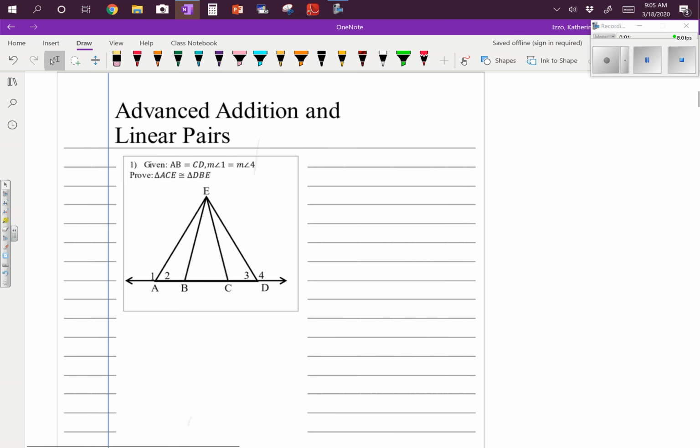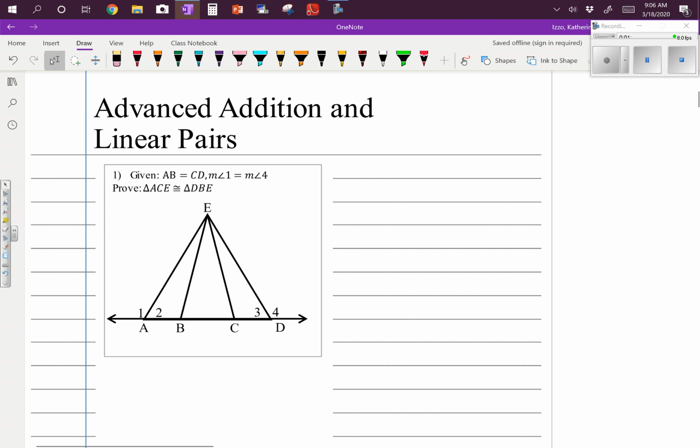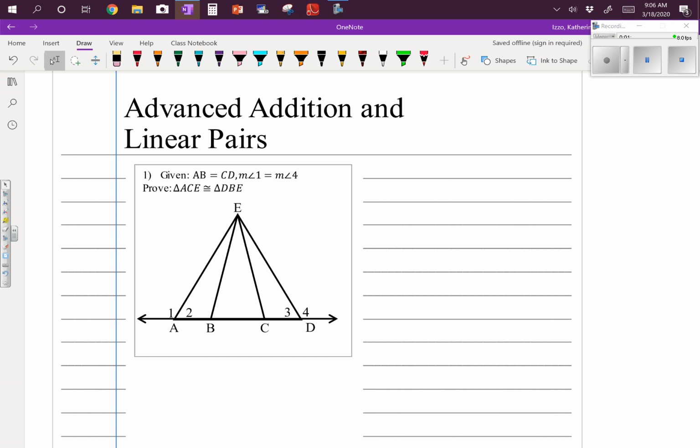Okay, so let's take a look at advanced addition and linear pairs. Now, we talked about addition and linear pairs yesterday. So, yep, we did. We did the review packet, remember? Yes, a lot of the kids have been doing a really good job turning in that review packet. They've been taking good pictures and sending them to me on Edmodo.